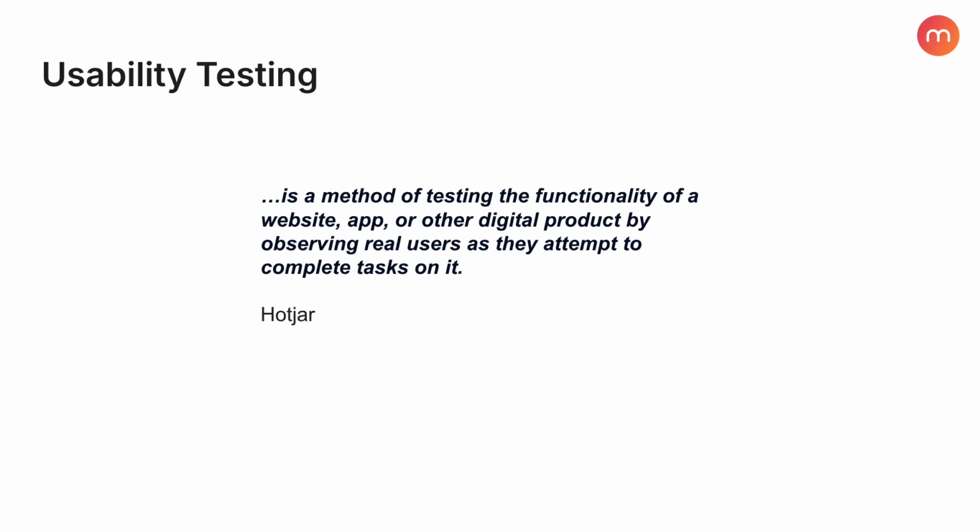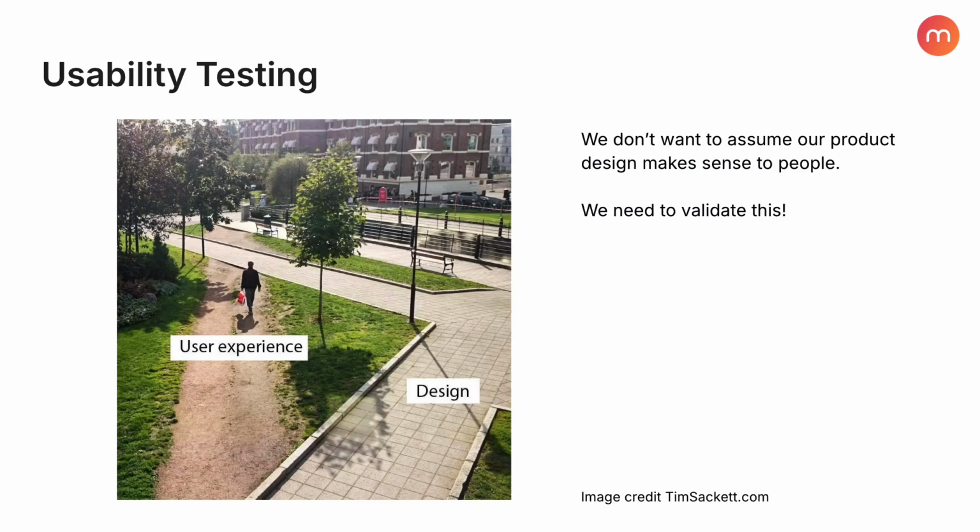Now that we've looked at user research and competitor analysis, we're going to move into the next stage, UX testing or usability testing. Usability testing is a method of testing the functionality of a website, app, or other digital product by observing real users as they attempt to complete tasks on it. It's not bug testing or quality assurance or user acceptance testing. Instead, it's part of the UX process where we try to understand whether people can actually use the app the way we intended, or if they're finding their own paths instead.